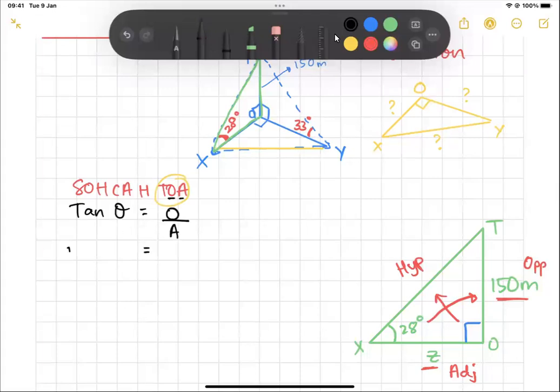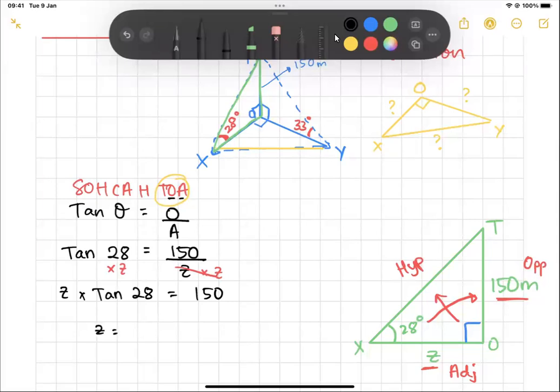Once I've got that, let's substitute. My theta is 28, and my opposite side is 150 over Z. I need to get rid of the Z as a denominator, so these two will cancel out. What I have now is Z times tan 28 equals 150. Again, how do I make Z by itself? I need to divide tan 28 from both sides.